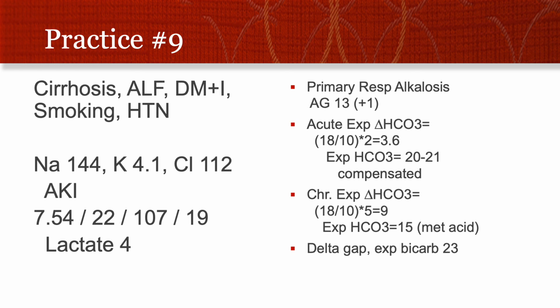Now, for the bicarbonate, we expect the bicarbonate to be down 1 since the anion gap is up 1. So I expect the bicarbonate to be 23, but it's low. It's 19. And so this delta gap shows that the problem is a bicarbonate related acidosis. So in this situation, we have an anion gap acidosis, a bicarbonate related acidosis, and a respiratory alkalosis.